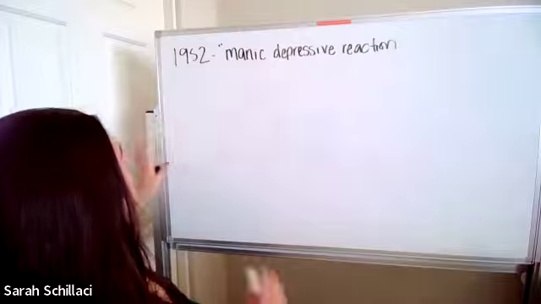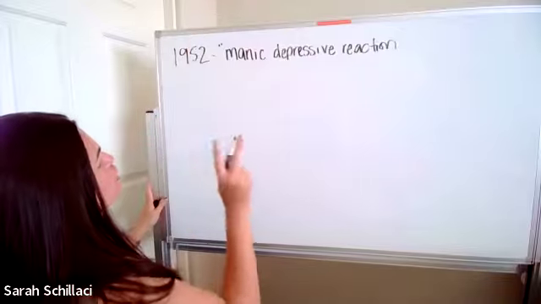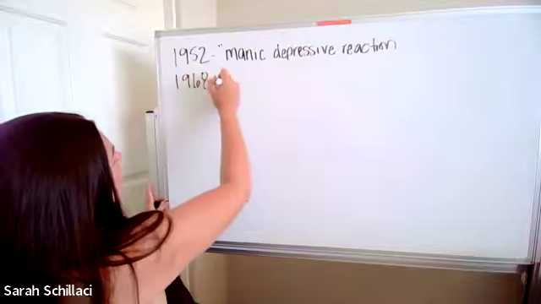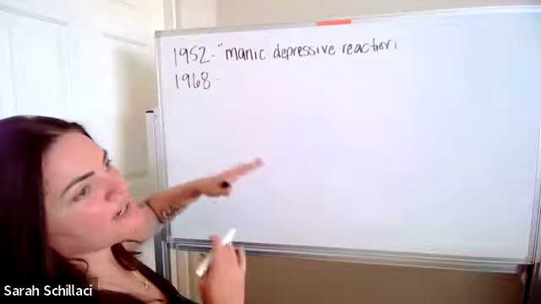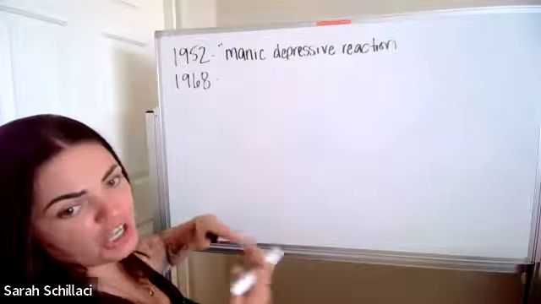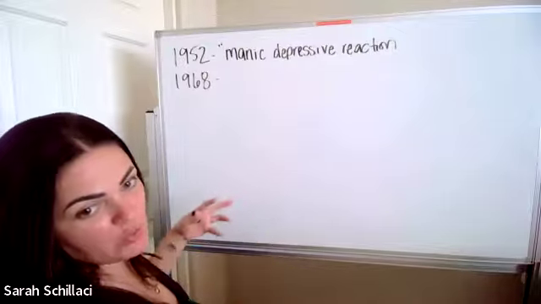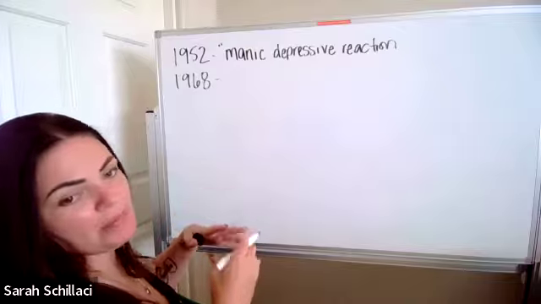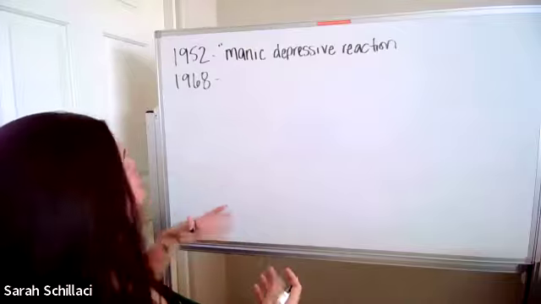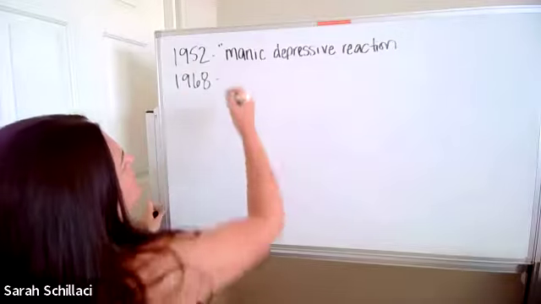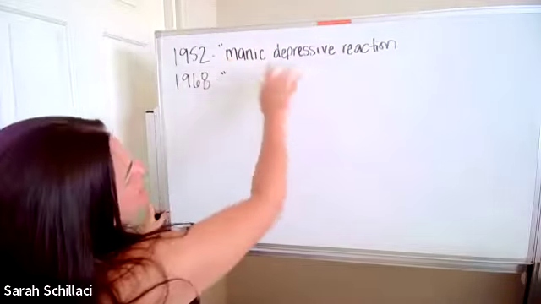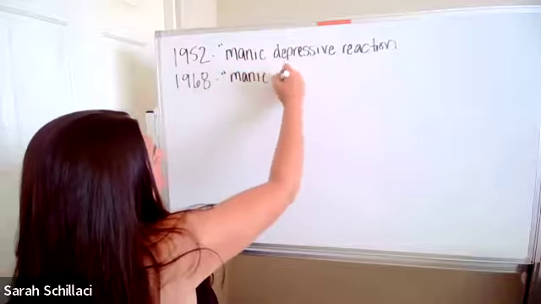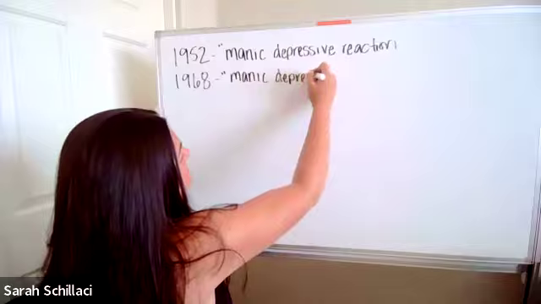Then we have the DSM version 2, released in 1968. Anytime there's a version change, we take what we've learned about these illnesses and include it in the new version. The major difference here is that instead of calling it manic depressive reaction, we start to refer to it as manic depressive illness.